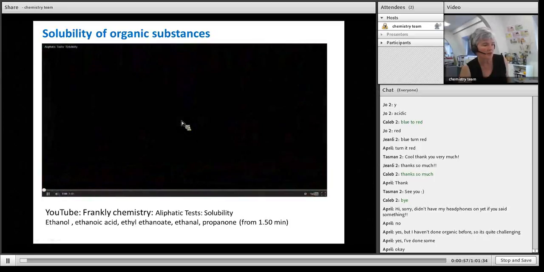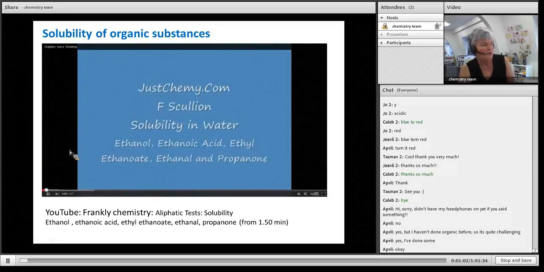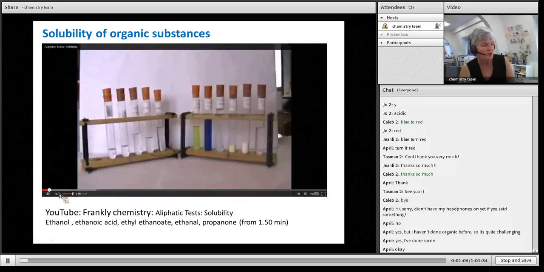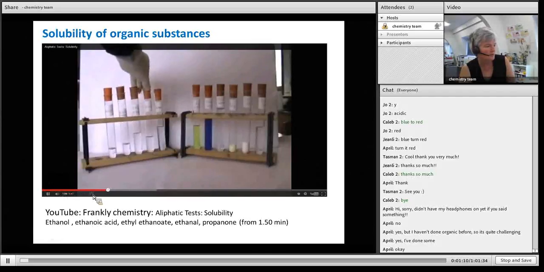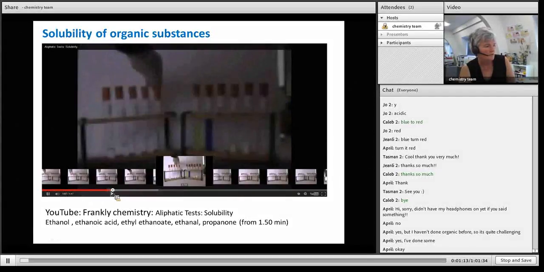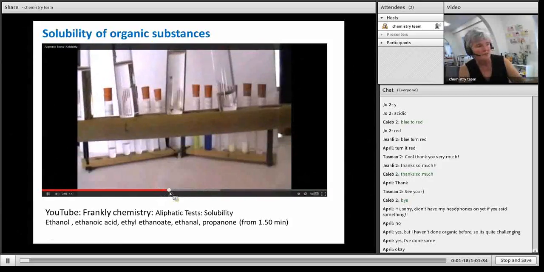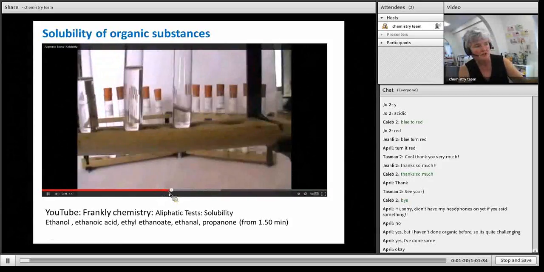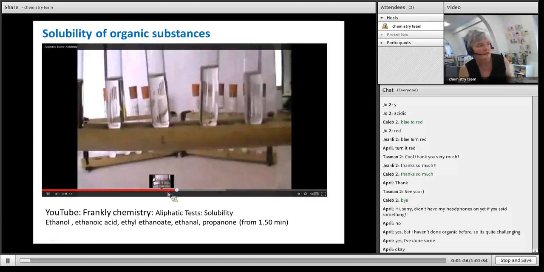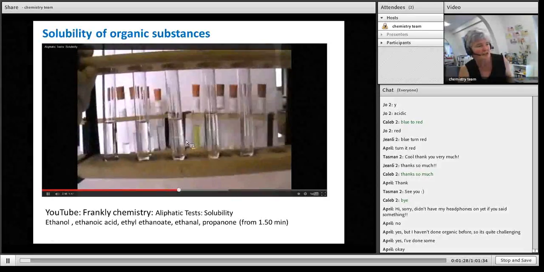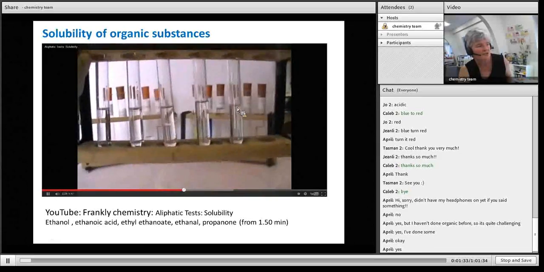Just while I'm talking, I'll just let it start up, because you don't have the organic reactions at home. I'm going to take it through to about here. So you can see here they're mixing the different substances, and can you see there are 2 layers over there, and these are totally dissolved.